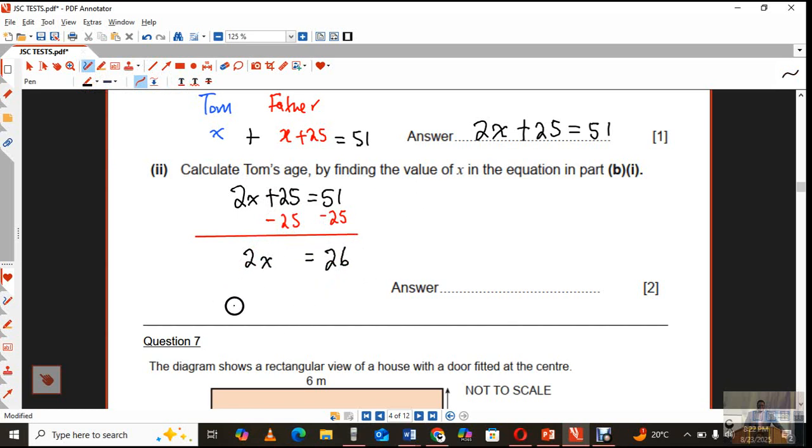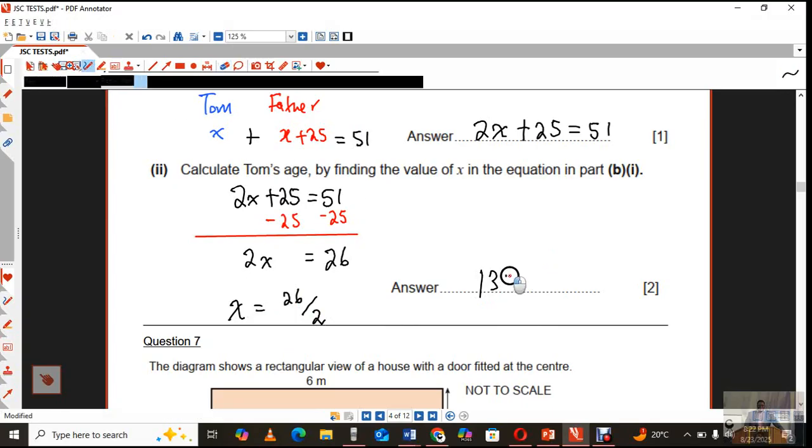Now from here, it will follow that x would be half of 26, and then Tom's age is 13 years old. His age is 13. So we'll just write 13 years old.